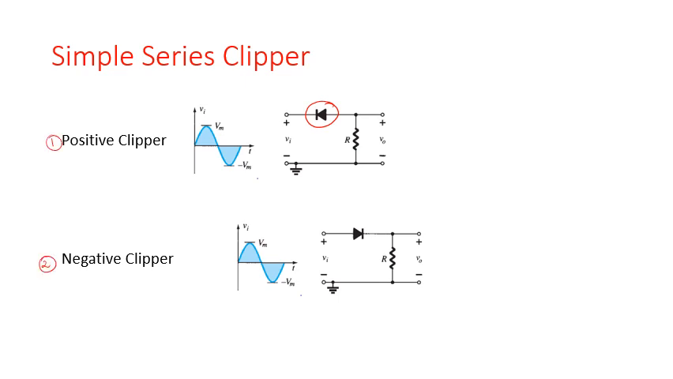Negative clipper means the negative part of the waveform will go away. Positive clipper means the positive part of the waveform will be clipped away. So when you are drawing this negative clipper, your output looks like this. That is because in the positive half cycle, this is forward bias short circuit, I get output. Reverse bias open circuit, no output. Exactly the opposite happens in positive clipper and your output looks something like this.